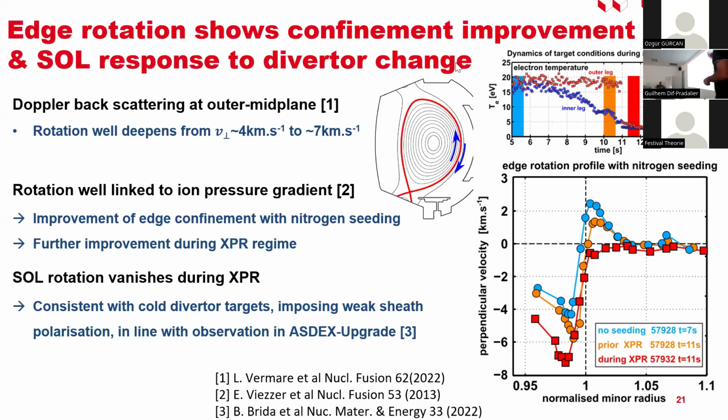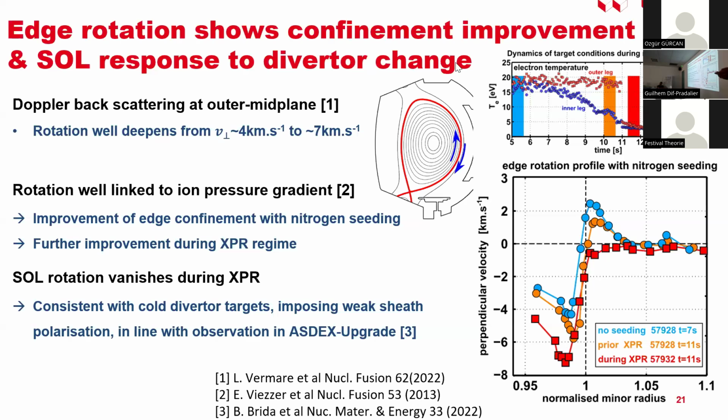So when we start seeding, what we see is that we start to enhance this rotation well. It means that we are improving the confinement. We are steepening the ion pressure gradient there. And when we get into this MARFE regime, it's getting even more intense. It shows that this MARFE, or at least the nitrogen we inject into the plasma, plays a strong role on the edge transport, steepening the kinetic gradients. Unfortunately, we don't measure this kinetic gradient, so I cannot tell about the consistency of this picture.